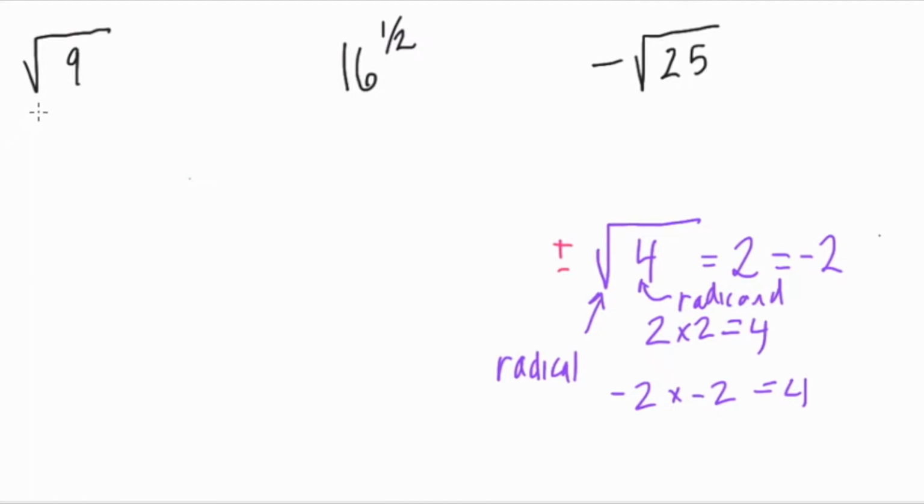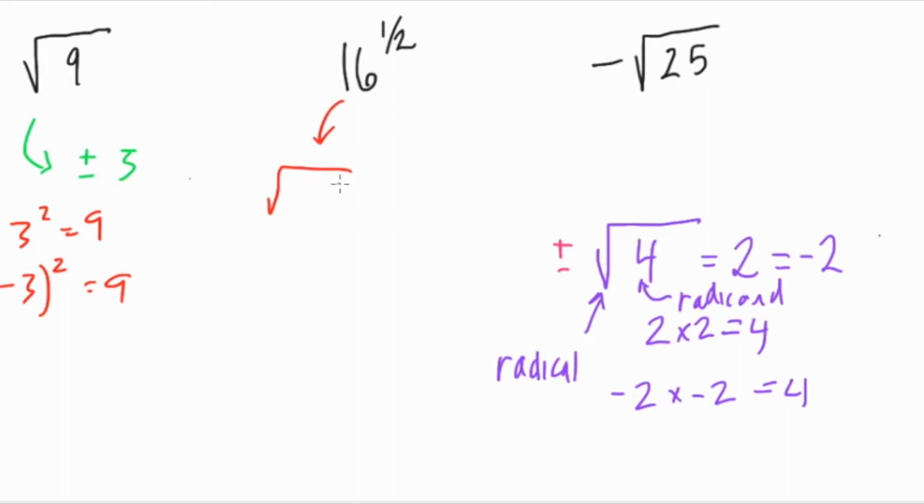Well, for 9 then, both roots, we get positive and negative 3, right? Of course, because 3 squared is 9, but so is negative 3 times negative 3, right? That's equal to positive 9. 16 to the 1/2 power is a shorthand way of writing the square root of 16, or the exponential way of writing it, right? That half power refers to the second root, and the answer here is plus or minus 4 for the same reasons.